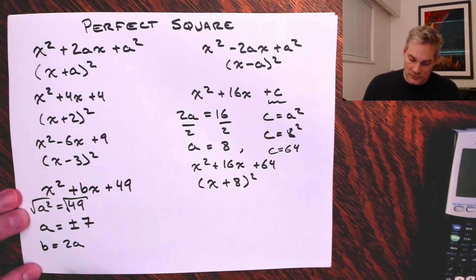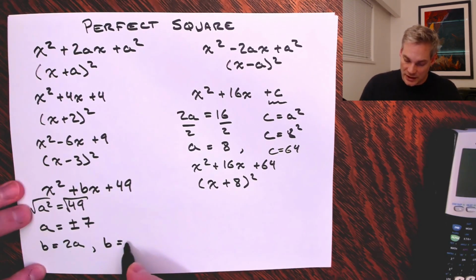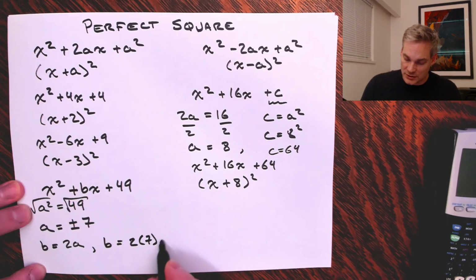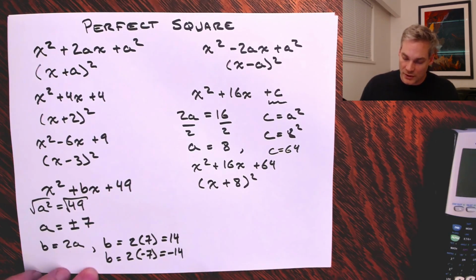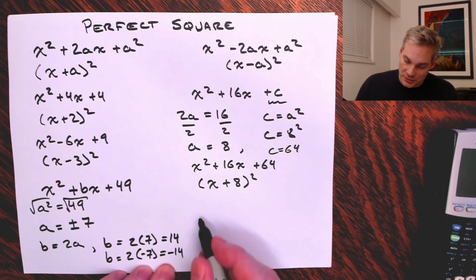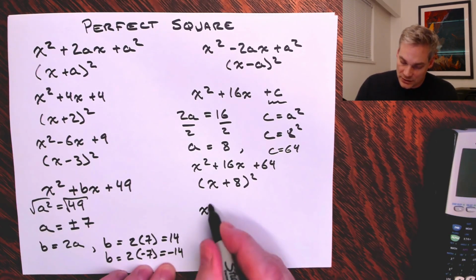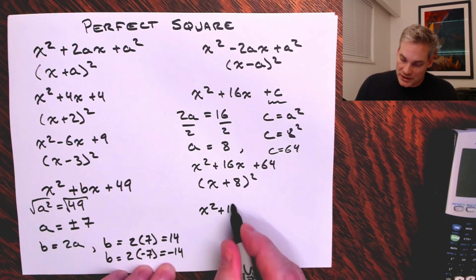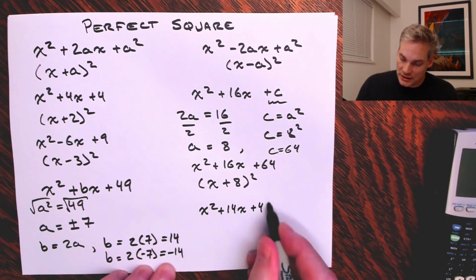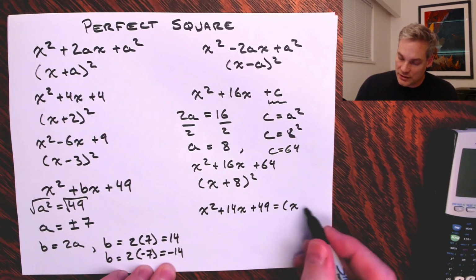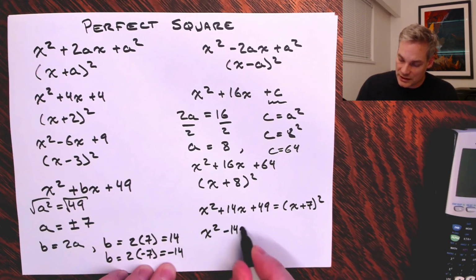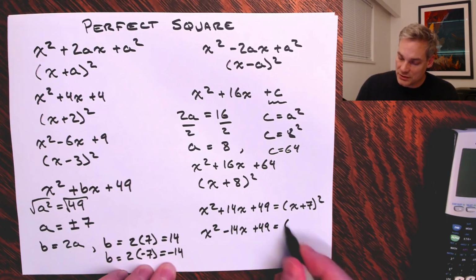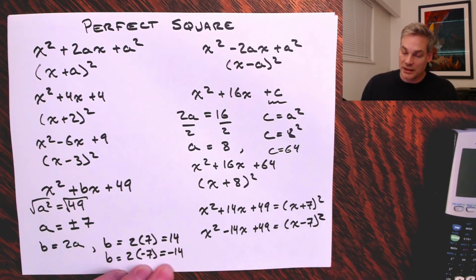and a is 7. So we have b equals 2 times 7, so it equals 14. Or b equals 2 times negative 7, which equals negative 14. Now we have these two possible solutions, so we can write it in this way. So we have x squared plus 14x plus 49, and that equals x plus 7 squared. Or we'd have x squared minus 14x plus 49 equals x minus 7 squared. And that's the perfect square.